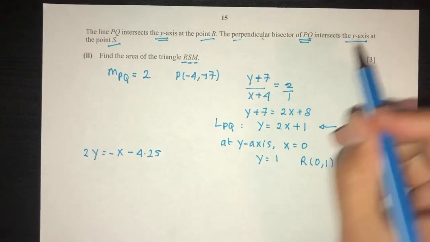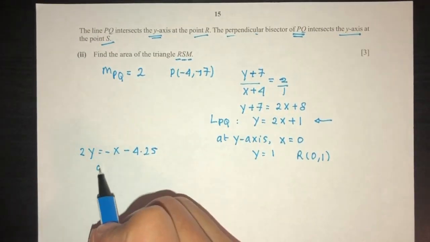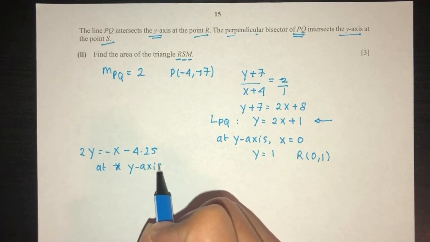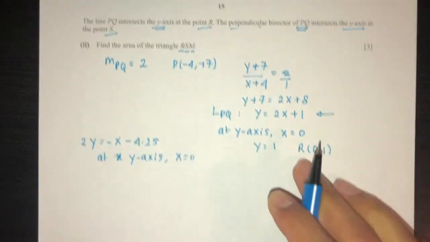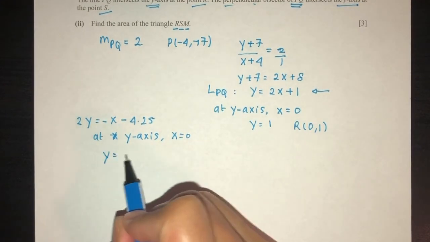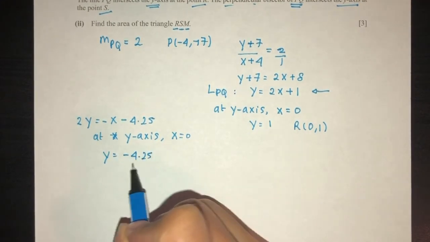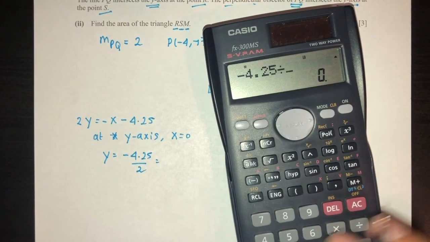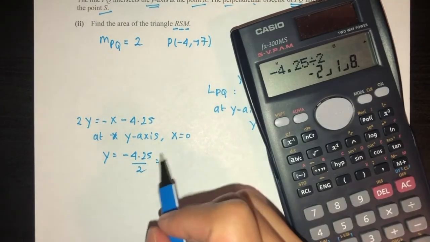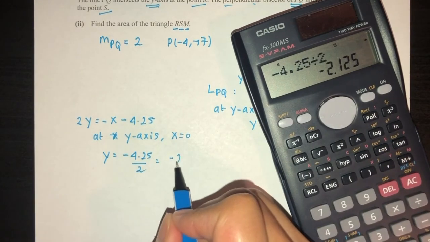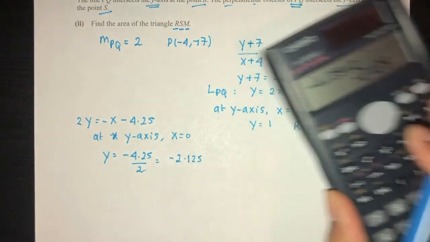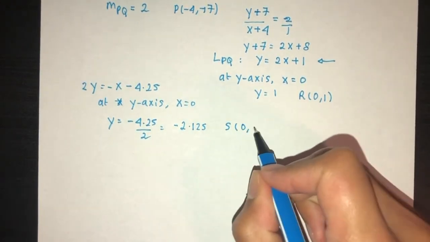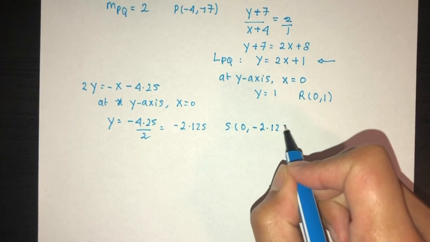Again at the y-axis for the point S. So at the y-axis, we know that the value of x is 0, which means the value of y will be minus 4.25 divided by 2. Minus 4.25 divided by 2, that should be minus 2.125. Okay, so that is your point S. S is the point (0, minus 2.125).